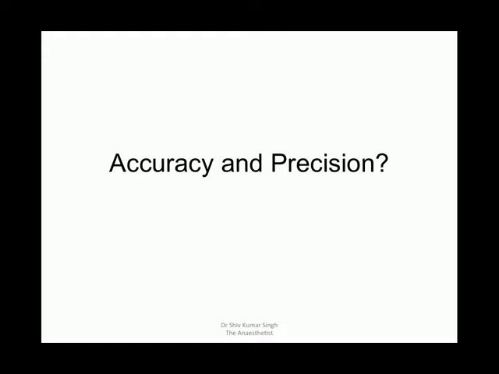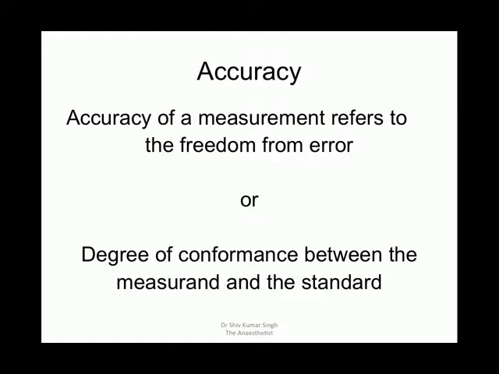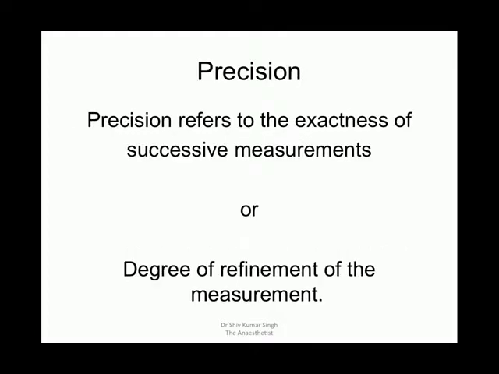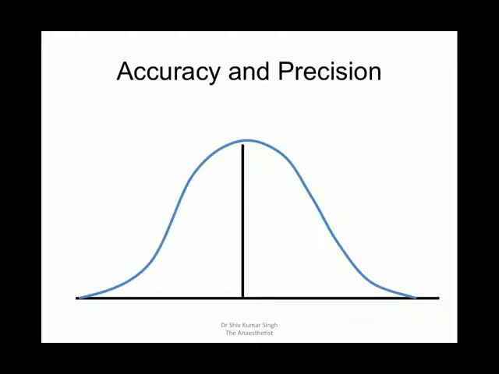So when we talk about calibration, we talk about accuracy and precision. So what is accuracy and what is precision? Now accuracy basically refers to freedom from error. How closely the measured values are to the standard values. Okay, how they conform to each other. That is accuracy. Whereas precision is about exactness of successive measurements. Okay, so this is about refinement of the measurements. Every time you do a measurement, it is almost the same. It's not different. That is what precision is.